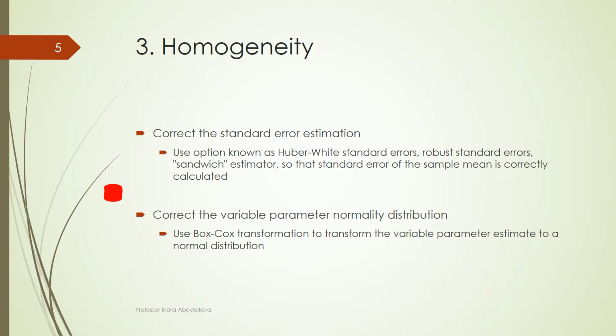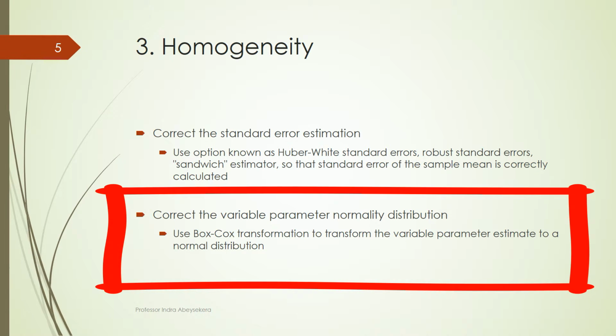We can correct the variable parameter normality distribution using Box-Cox transformation to transform the variable parameter estimate to a normal distribution.